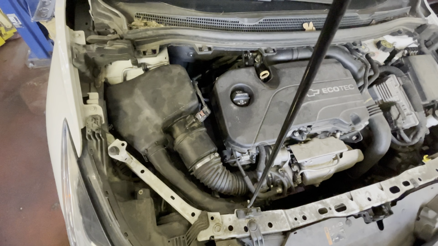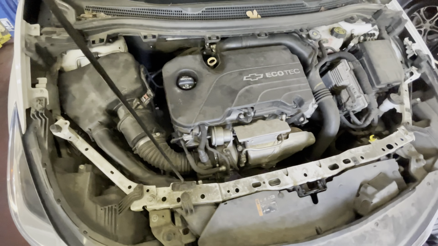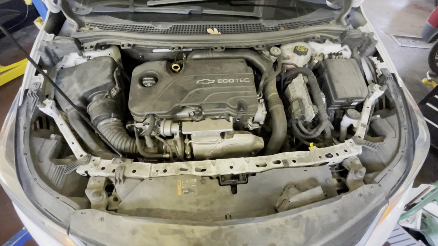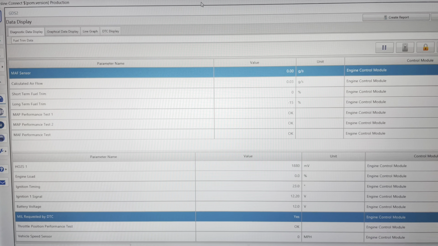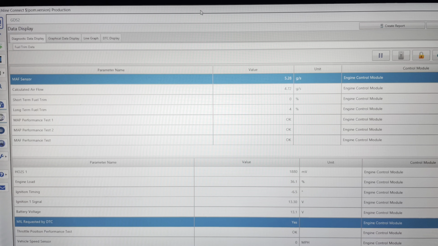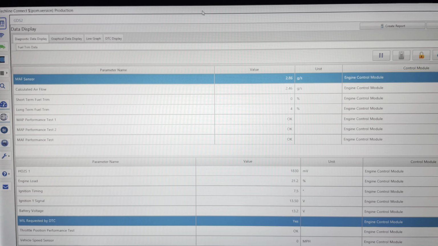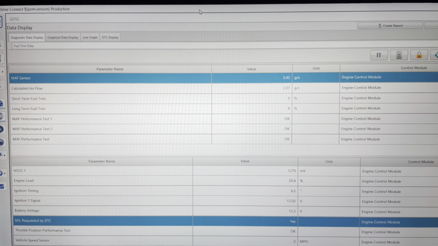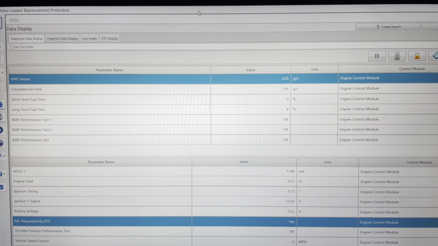Okay, got that all put back together. Now we're going to start it up to see what kind of difference that made. Before I clear codes, before I reset anything, let's see what happens. Okay, here we go. I'm going to start it up. Right away, mass airflow sensor is a lot closer to calculated, isn't it? Fuel trims are looking good. We may have fixed this one.